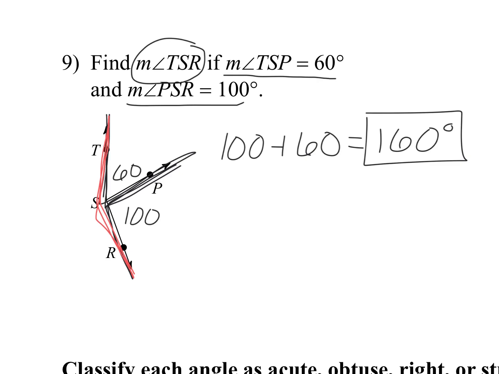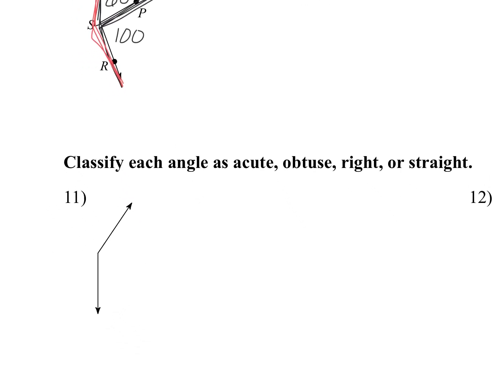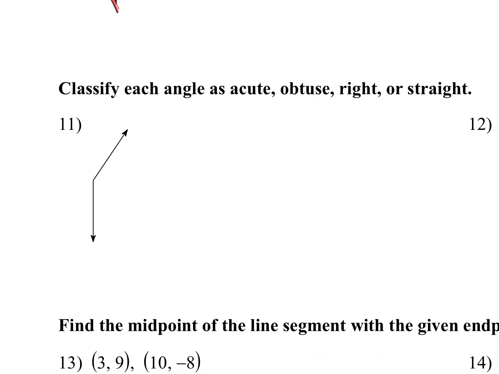All right. Next ones. Let's do some vocab quick. Start with acute. What does acute mean? Less than 90. What does obtuse mean? More than 90.